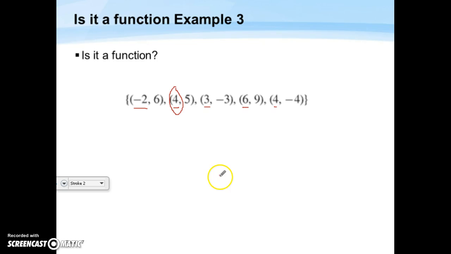One time they put in 4 and they got out 5. Another time they put in 4 and they got out -4. So this is showing the same x value, but they got out a different y value each time they put in that number 4. So this one is not a function because 4 can only be matched with one y value.